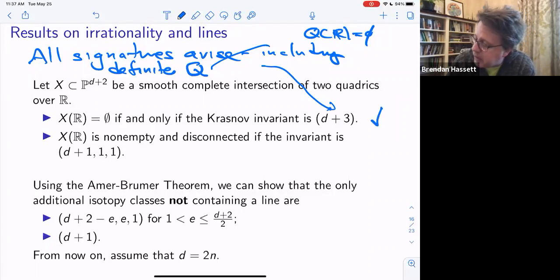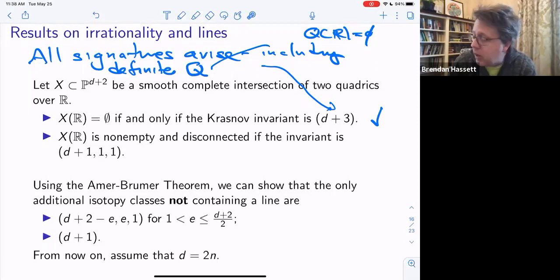The second step is that there's a characterization for when X_R is disconnected in terms of the Krasnov invariant. And so that is given here. It's a very large number, but not quite as large as what we saw before. So if it's D plus 1, 1, 1, in this case the locus is non-empty, but disconnected. And it's not so hard to see, certainly in small dimensions, why this is the case.